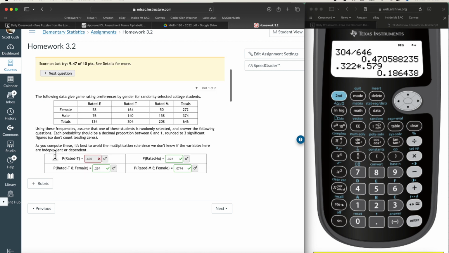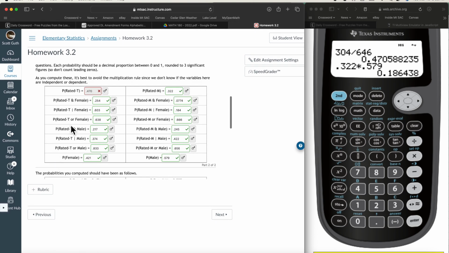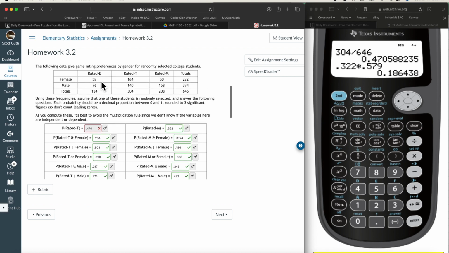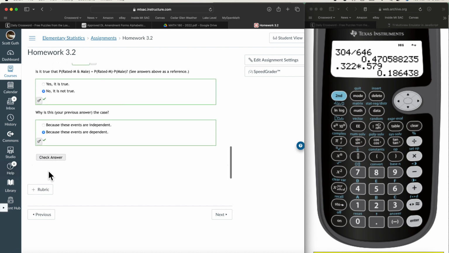Okay, so check my answer. It should be all good. Yeah, everything's great here. So I apologize about the mistake. Again, that should have been 0.471 because I rounded wrong. Felt pretty good about everything I did until I screwed that up. Anyway, that's all I'm going to do. I'm not going to fix it.